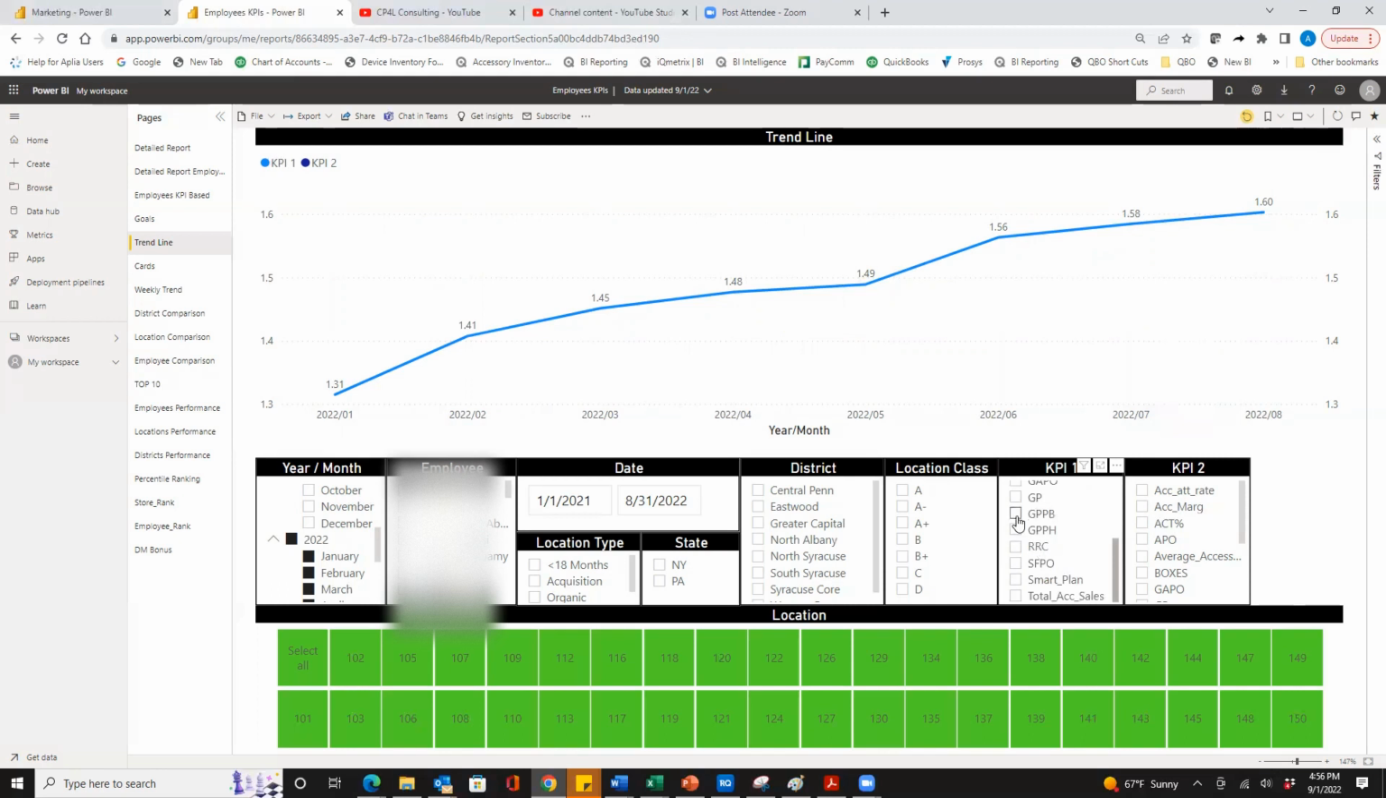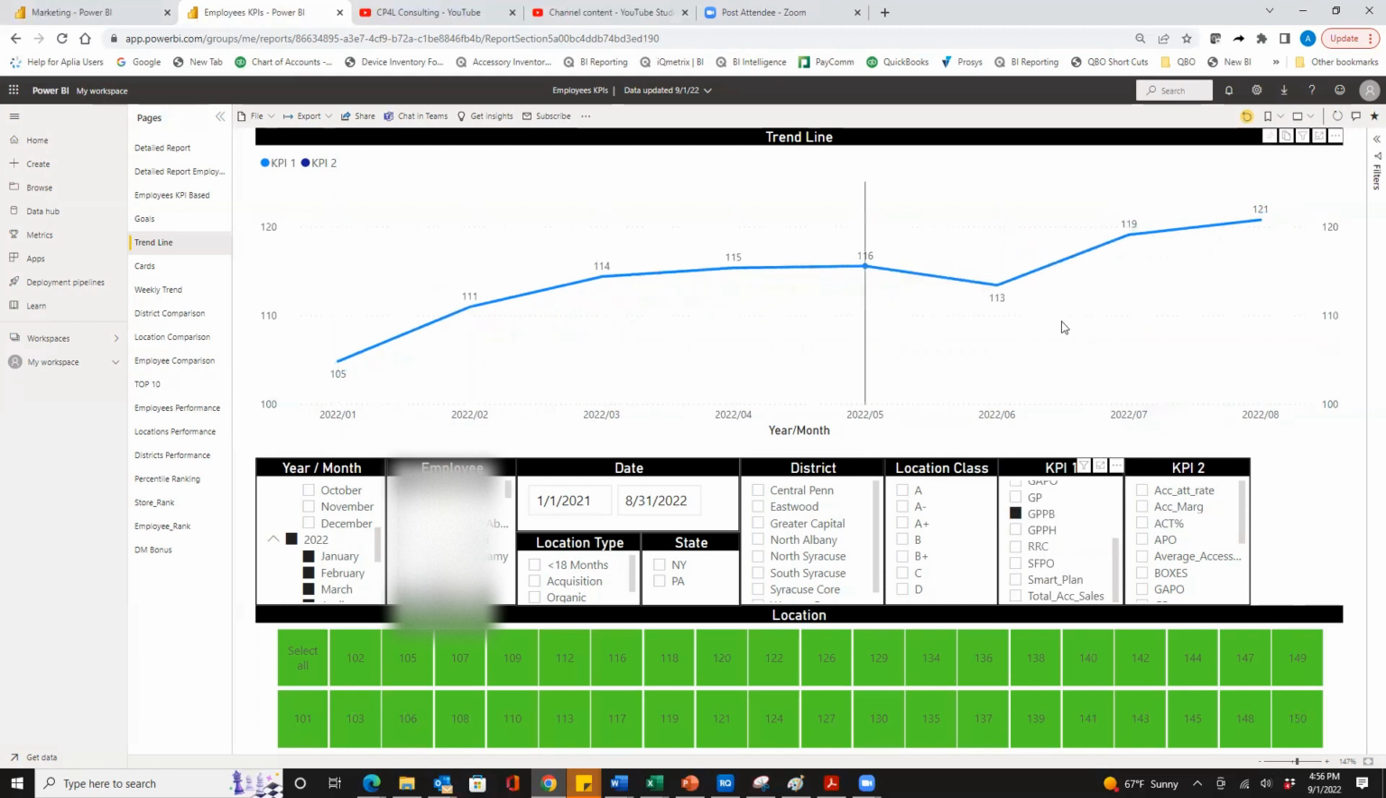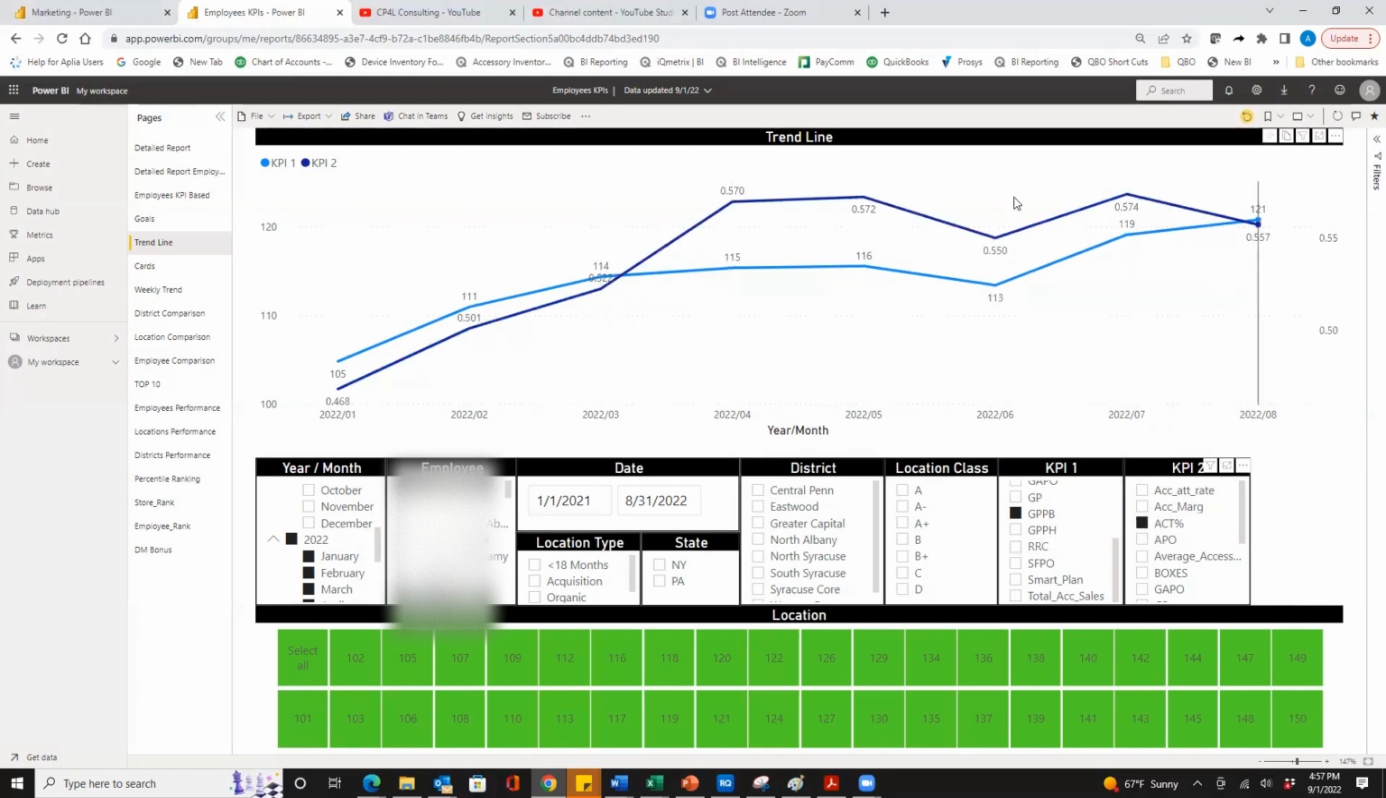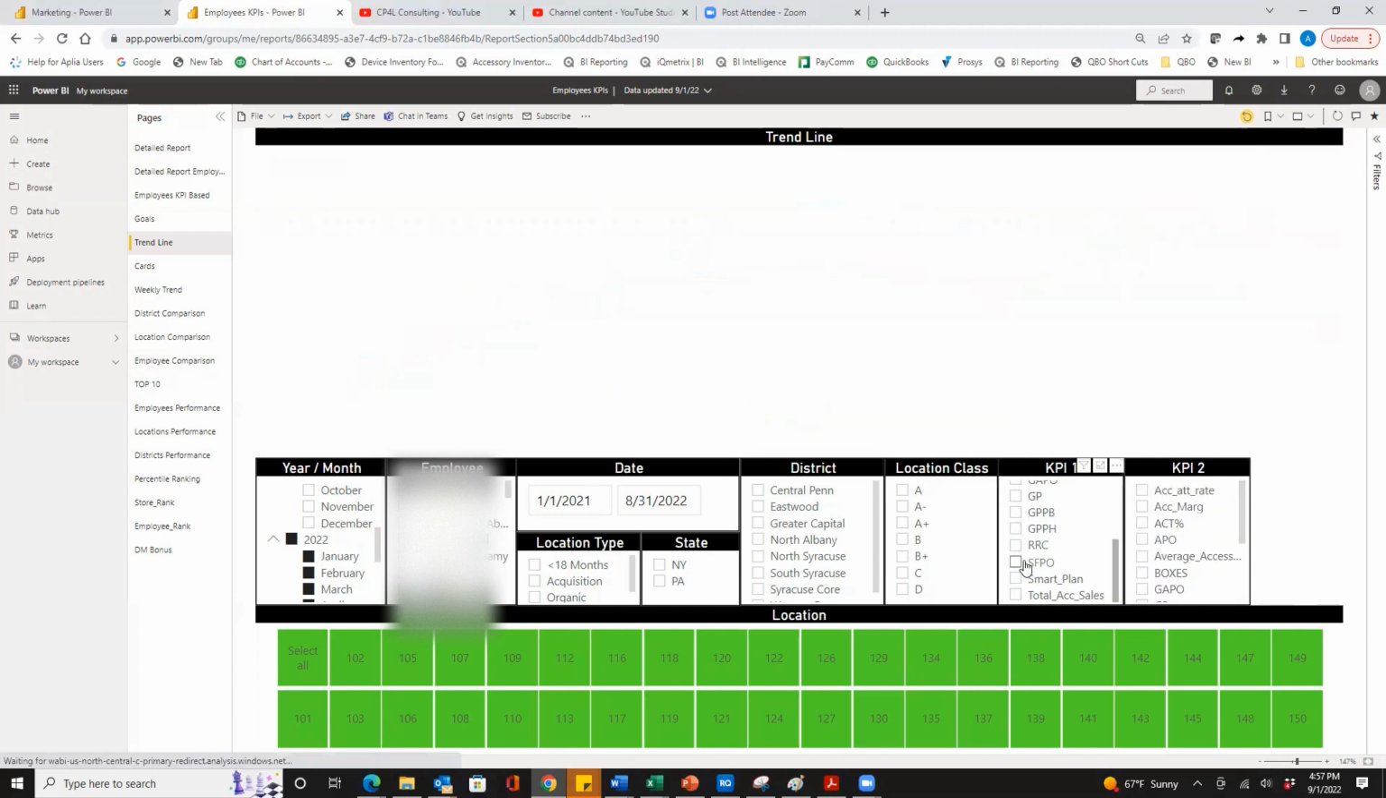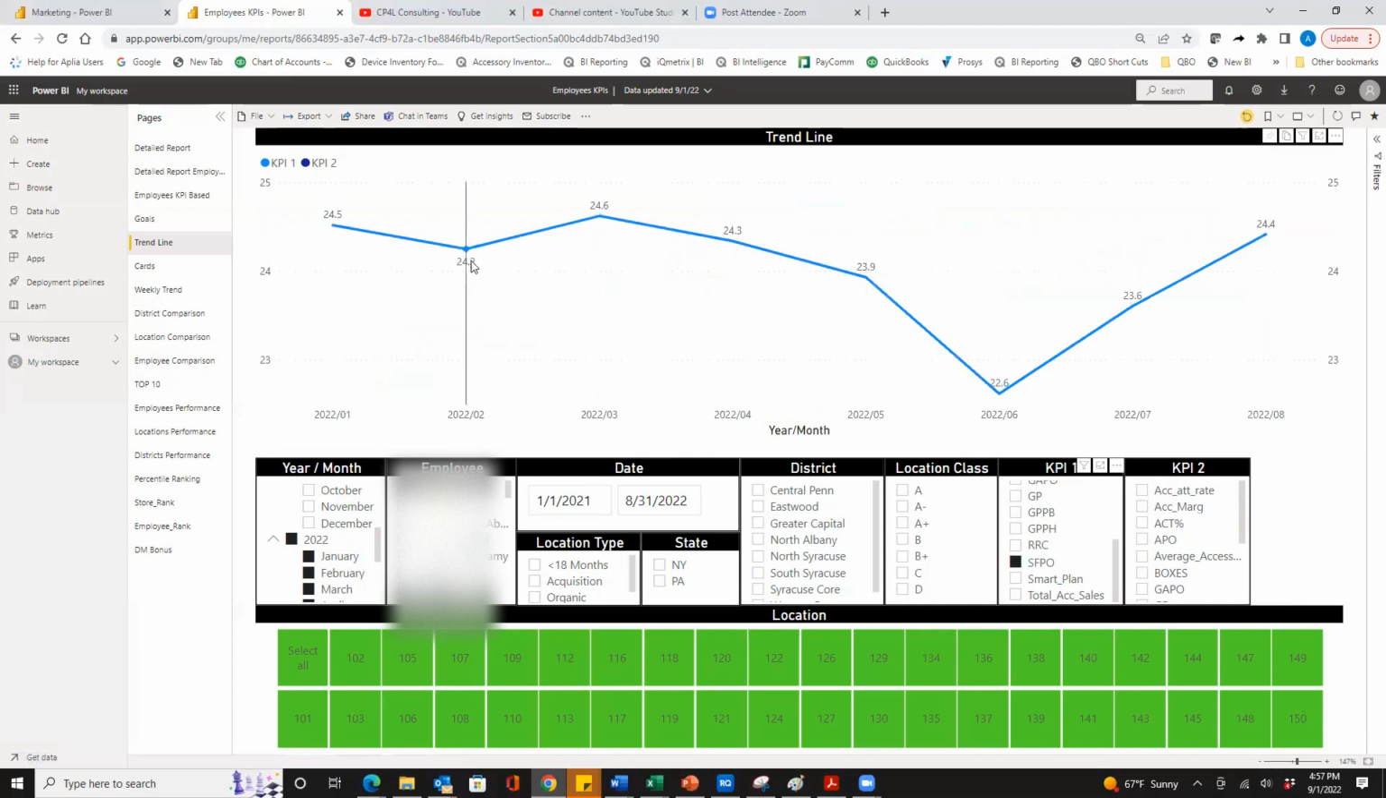And then there's really a bunch of stuff here. Gross profit per box, for example, is a measure that we like to focus on and use, and you could see that movement over time changing. If you want to look at your activation percent and how that is changing over time, you're also able to do that. There's a bunch of other KPIs that we like to use. For example, I like using the SFPO, or service fees per opportunities, to figure out how much the team is discounting and whether we're holding strong on this measure or not. So this is the cool part of the trend line.